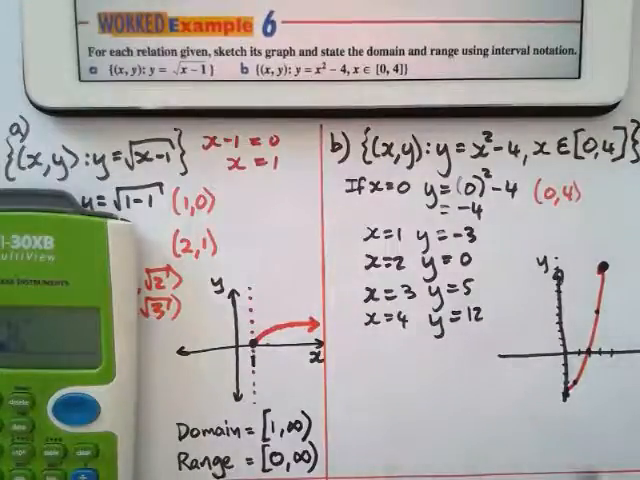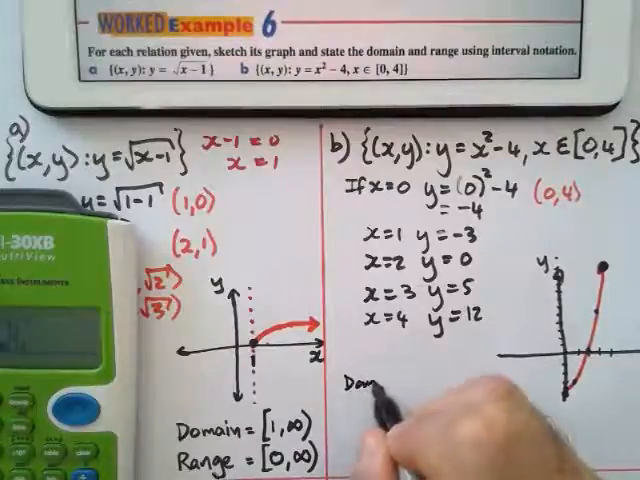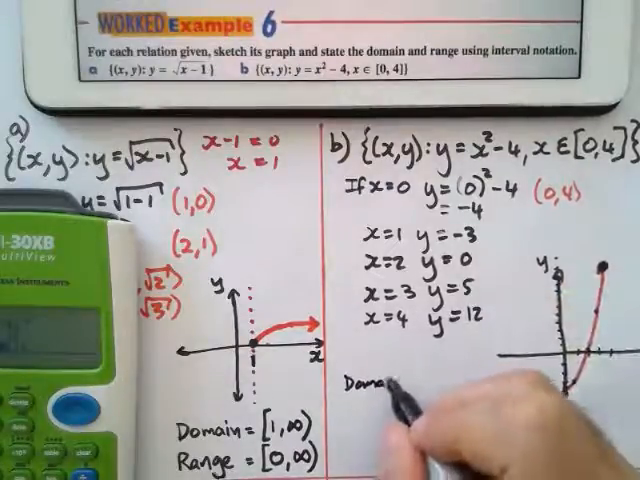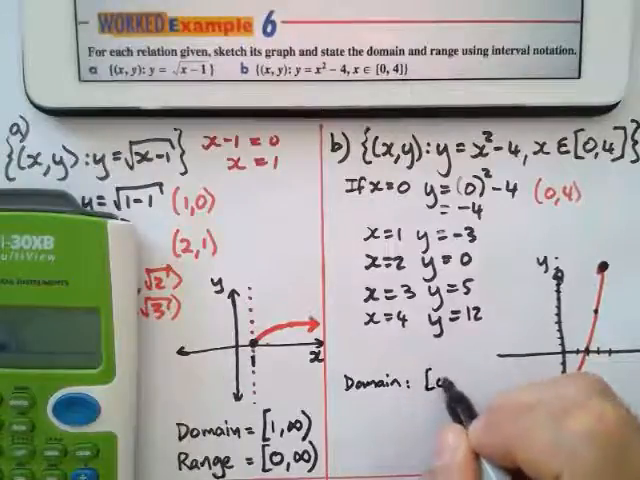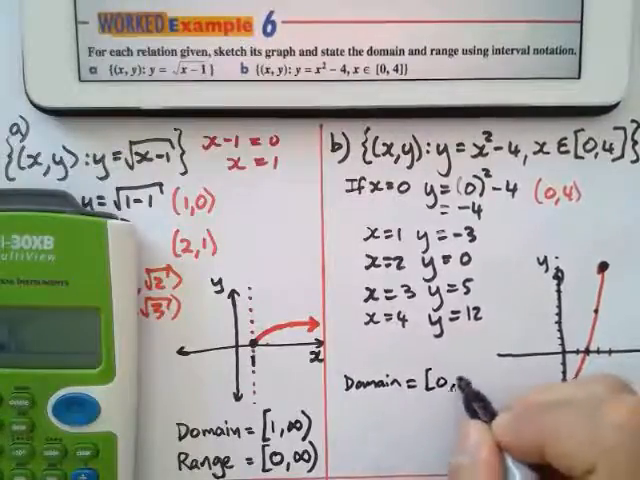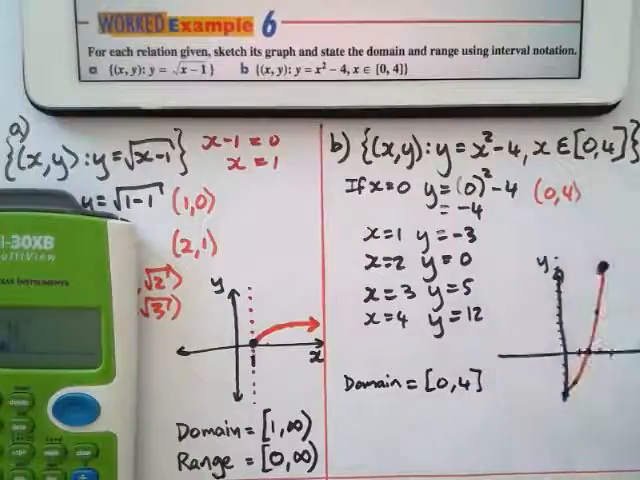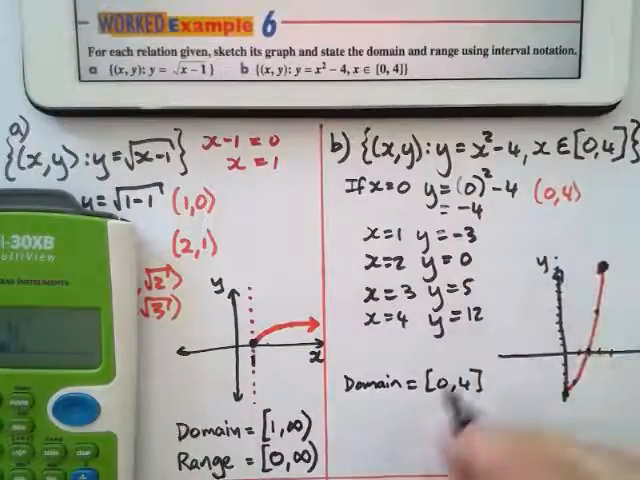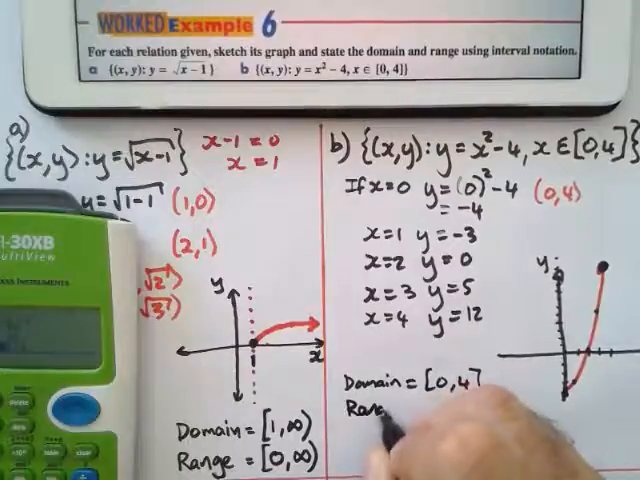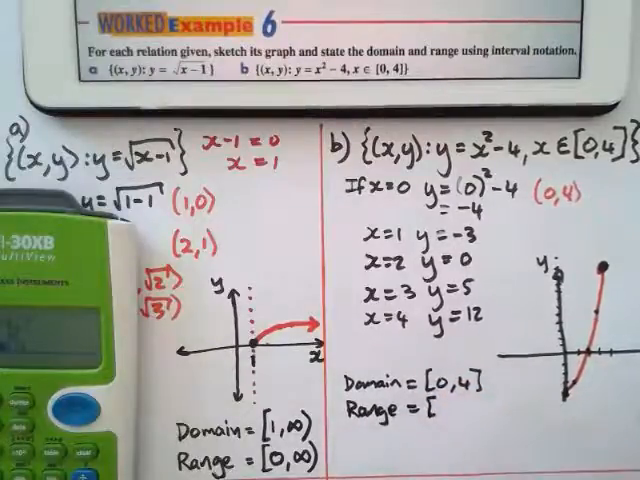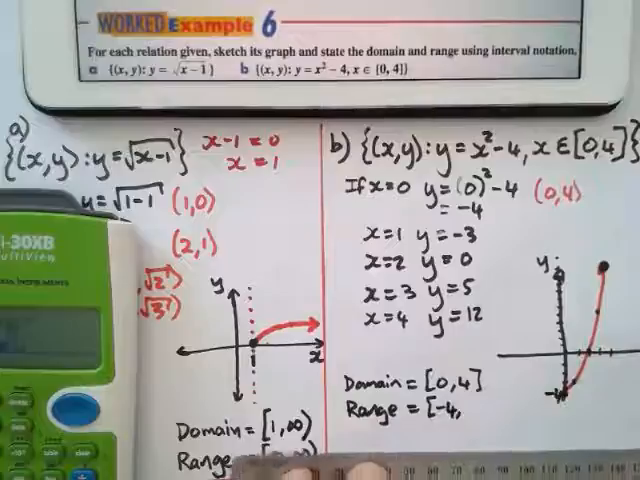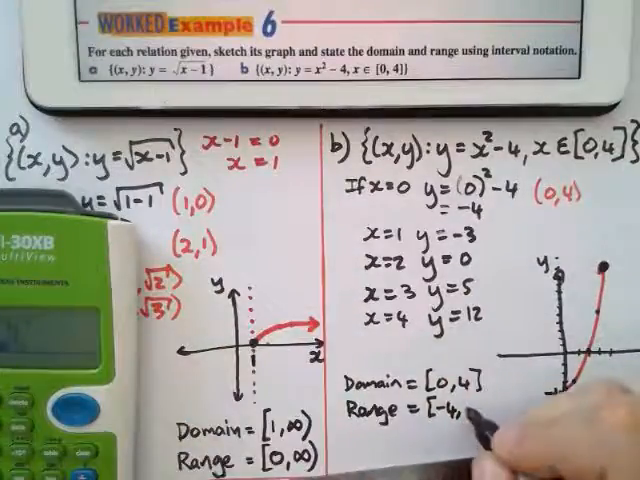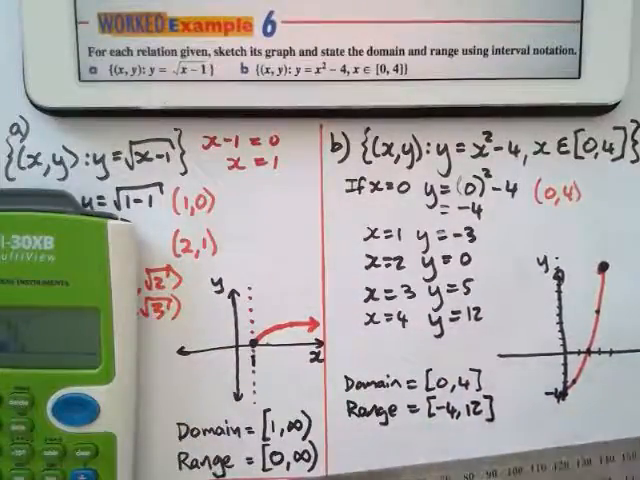So what is my domain? Domain is my x values. They actually already gave me my domain. Domain equals 0 to 4. They gave me the domain. That's where I find all my x values. What's my range? So where do I find y values? Using my ruler, my range starts at negative 4, my smallest value, and my highest value was 12. And that will be my domain and my range.